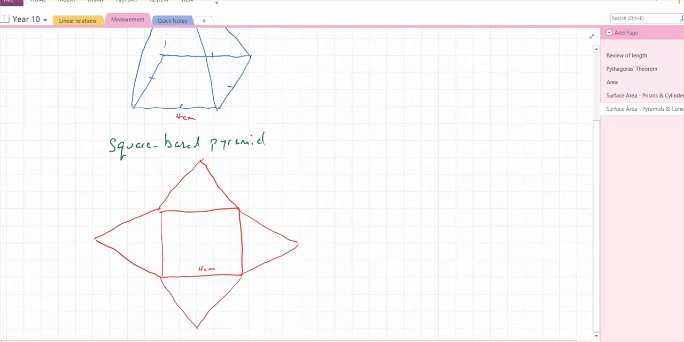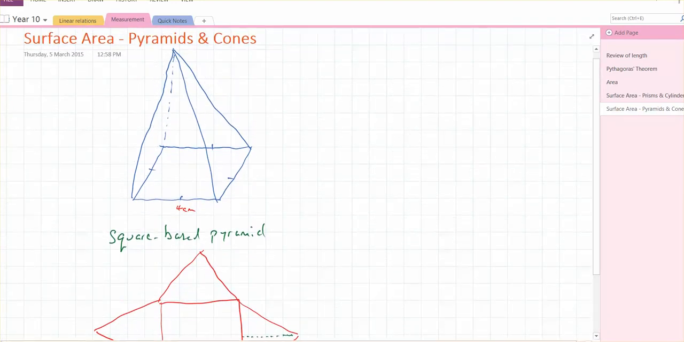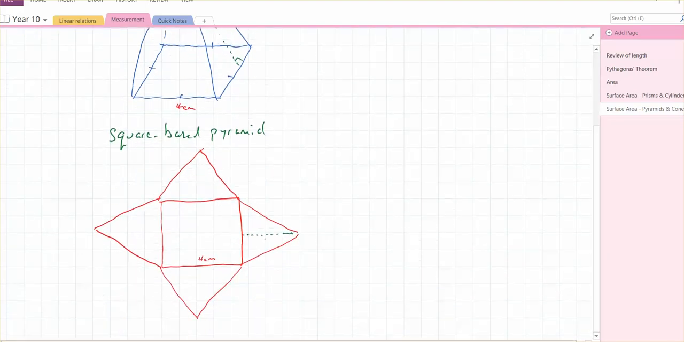Now, what else do we need? Well, to find the area of these triangular faces, which are all going to be the same area, I'm going to need the height. I've got the base, that's 4, but I'm going to need the height, and that's what we'll normally be given in the questions. We'll be given a length here that represents the perpendicular height of the triangular face, and let's say that's 8 centimeters there.